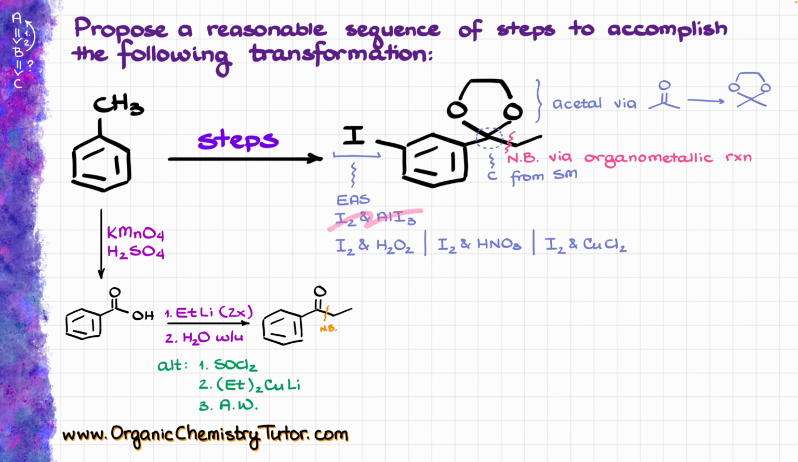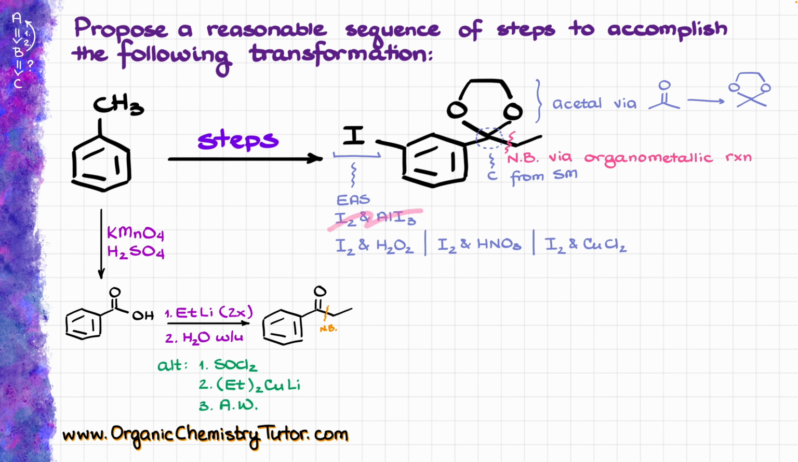And while there may be other methods that can accomplish the same transformation here, these are probably going to be the fastest routes, so I personally like the one with the ethyl lithium. If you like the Gilman reagent, that's cool by me. If you like something else, well, maybe you can come up with something faster, although I kind of doubt.